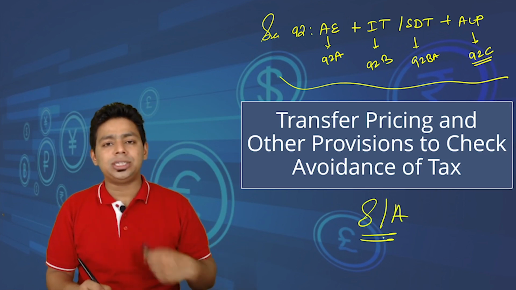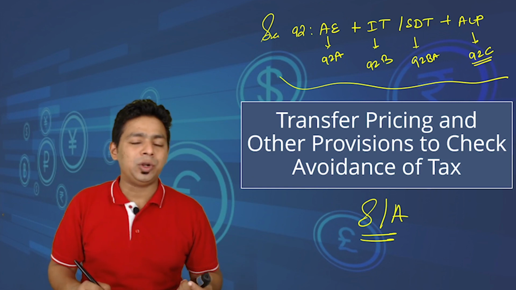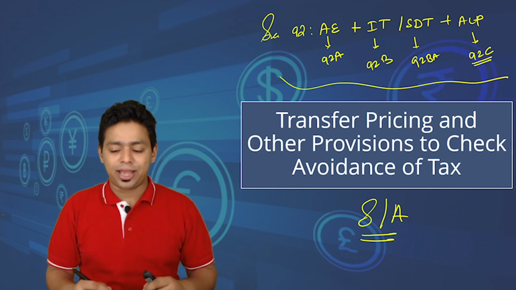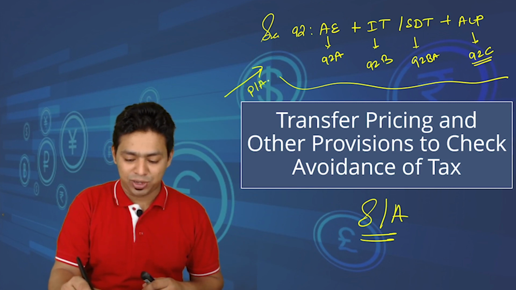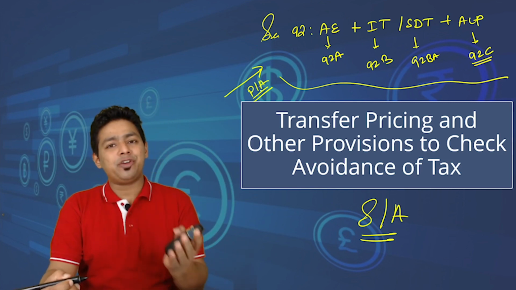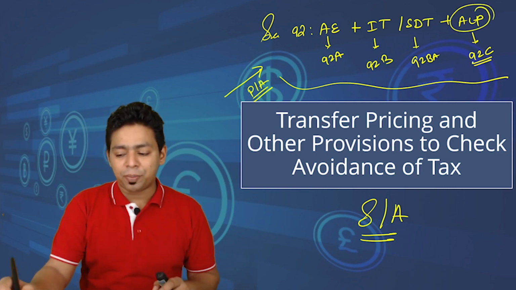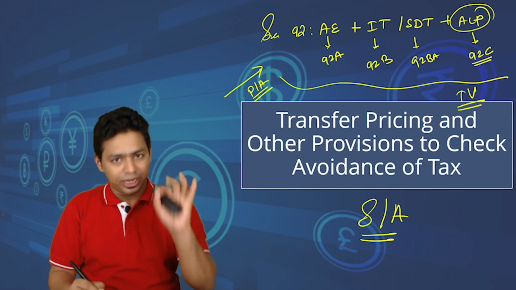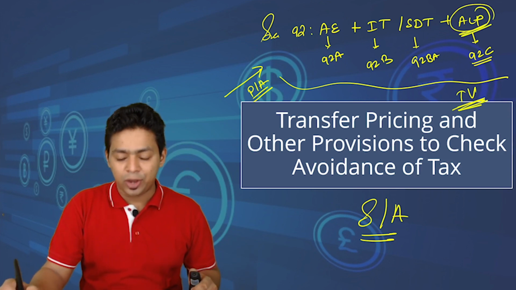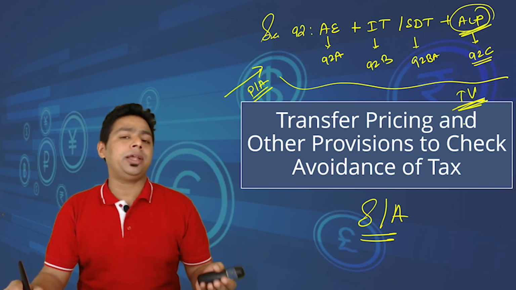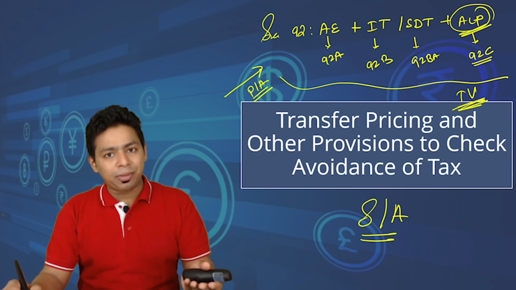Obviously, when you hear the word secondary adjustment, one question should come to mind: what was the primary adjustment? Whatever you have learned so far is a primary adjustment. Determination of the difference between arm's length price and transaction value, which is going to be done by the AO, is known as a primary adjustment.